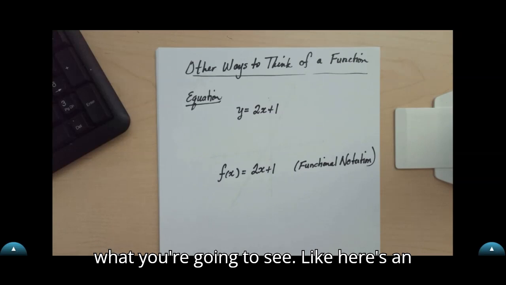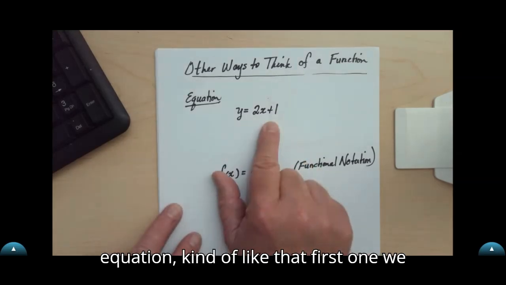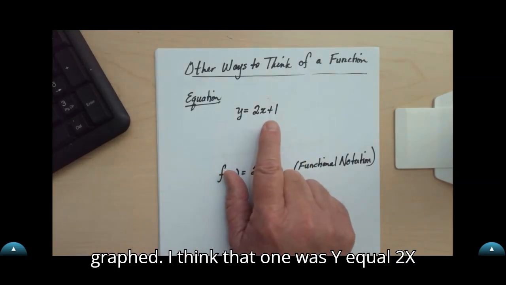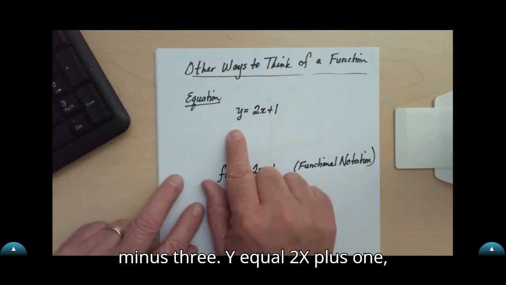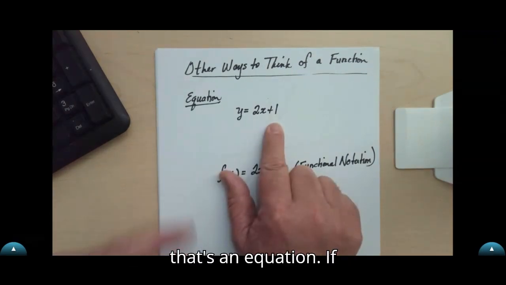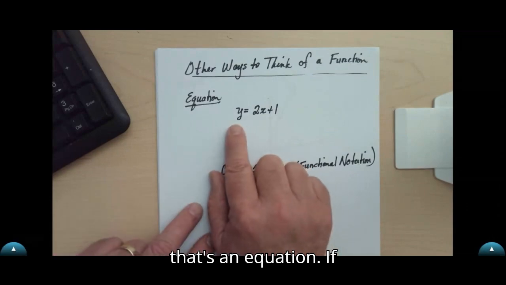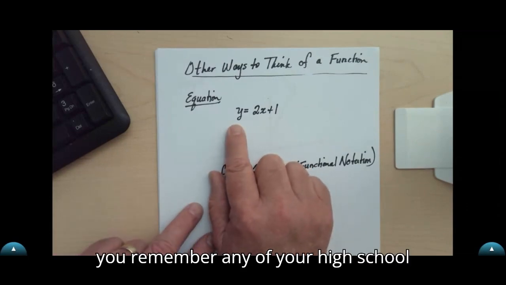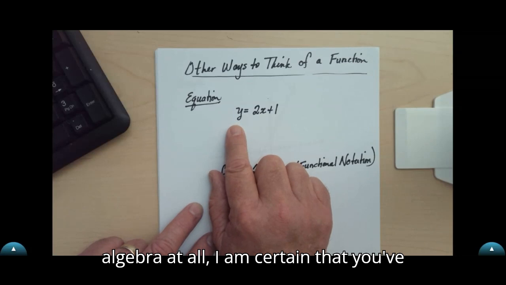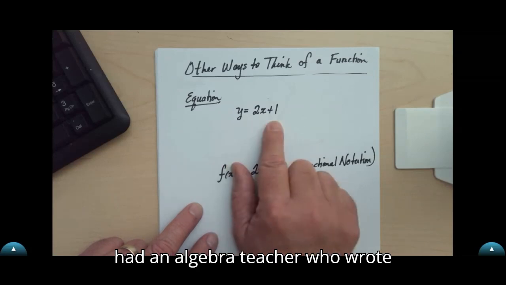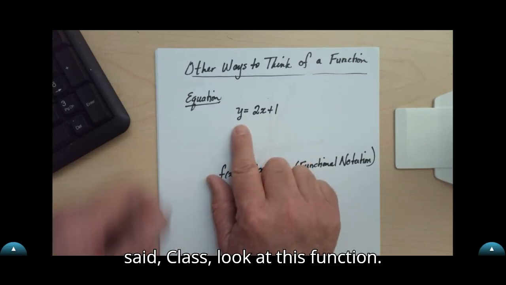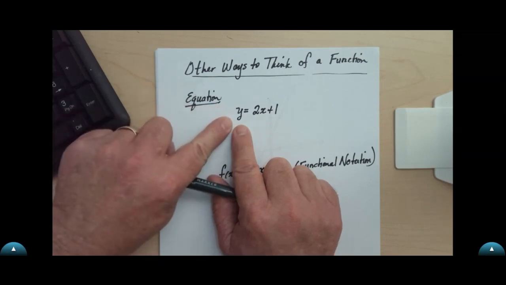So here's what you're going to see. Here's an equation, kind of like that first one we graphed. I think that one was y equals 2x minus 3. Y equals 2x plus 1. That's an equation. If you remember any of your high school algebra at all, I am certain that you've had an algebra teacher who wrote something like this on the board and said, class, look at this function.